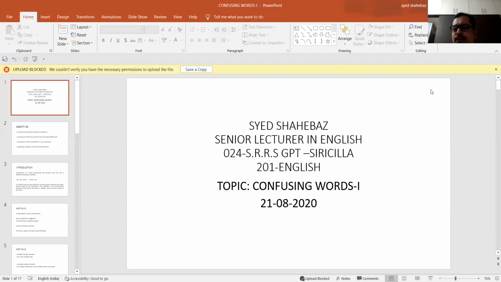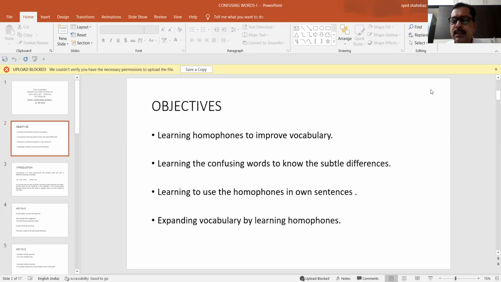Today's lesson is confusing words 1. These confusing words are also called homophones. So let us see the objectives of this lesson. Learning homophones to improve vocabulary.